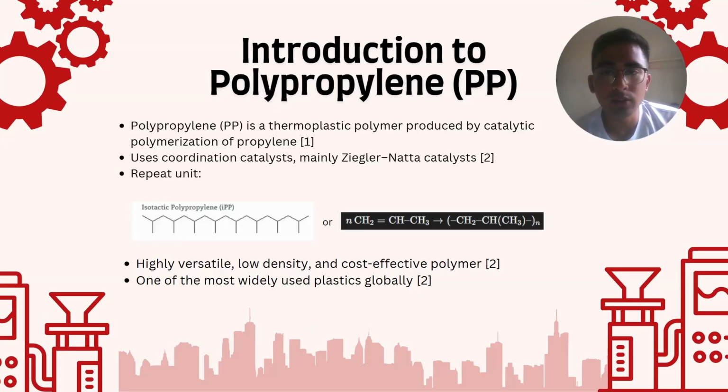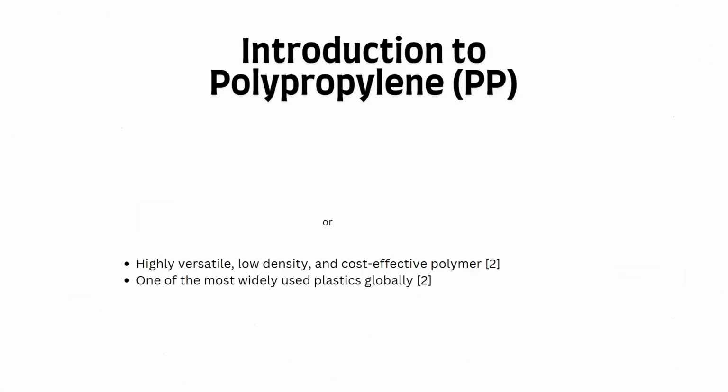What is polypropylene or PP? Polypropylene or PP is a thermoplastic polymer produced by catalytic polymerization of propylene. It uses the coordination catalyst, which is Ziegler-Natta catalyst. It's also a highly versatile, low density and cost-effective polymer and one of the most widely used plastics globally.